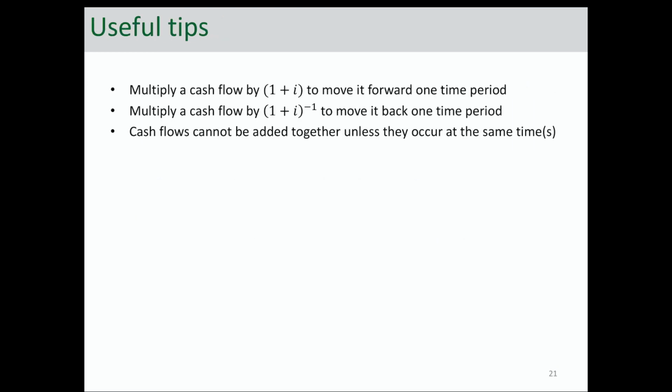But before we wrap up here, I just want to give these useful tips. You can move a cash flow forward by multiplying it by 1 plus i, or basically you can move it back by multiplying by 1 plus i raised to -1. And these are for just one time period. These are intuitive, and you probably realized them before when we talked about the time value of money in the previous module, but I just wanted to reiterate them here. And it's important to know that cash flows cannot be added together unless they occur at the same time.